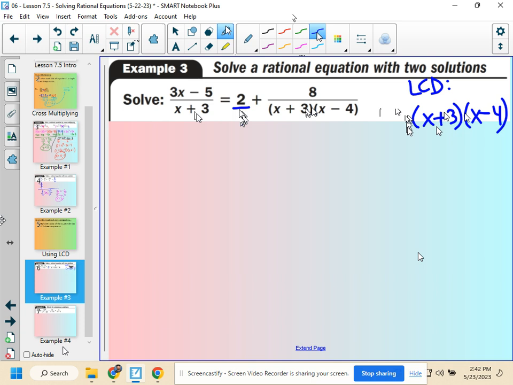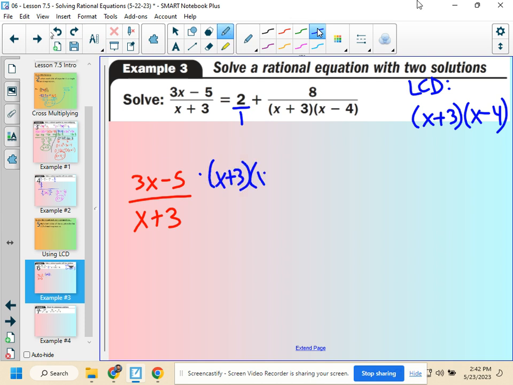I might rewrite this here just to get a little space to work, and we're probably going to scroll down the entire page as this goes. So here's what's going to happen. I'm going to take this (3x minus 5) over (x plus 3), and I'm going to multiply that by this LCD. So times (x plus 3) times (x minus 4). Okay, that's getting multiplied by this numerator.